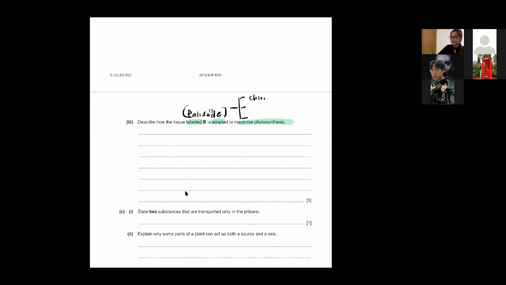Yes, you can mention it has a lot of chloroplasts. It is closely packed, very good, or tightly packed. And it is located on top of the leaf.